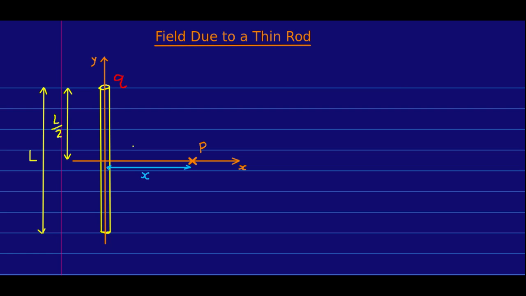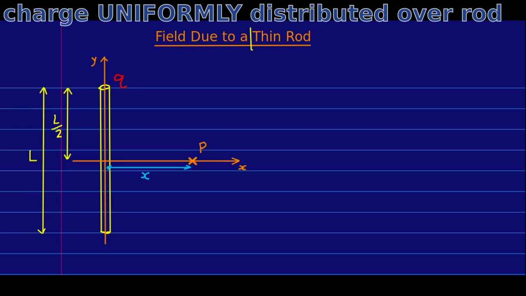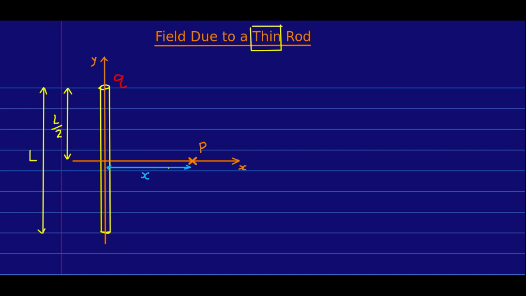The first example I'm going to do is the field due to a thin rod, and I should explain what I mean by thin. I mean a rod that is so thin that we can ignore its thickness. Or equivalently, we're looking at the field at a point P that is so far away from the rod that the thickness of the rod is very small compared to the distance that we're looking from the rod. And I'm going to say that we're looking at a point that is perpendicular out from the middle of the rod, so that's a special case.